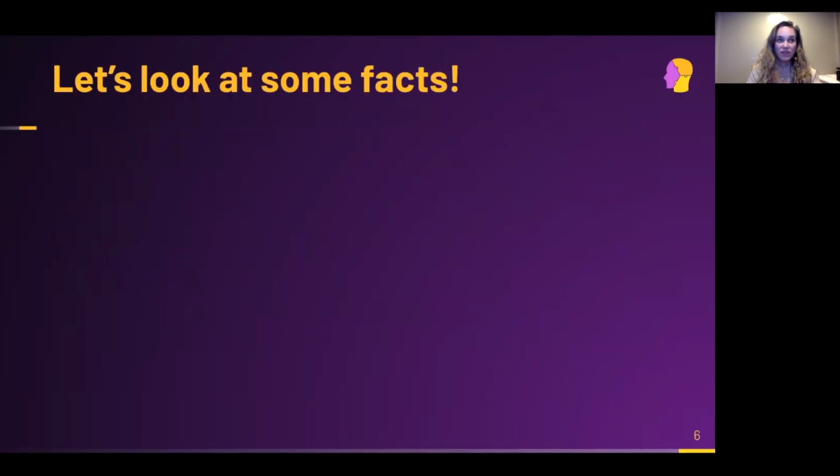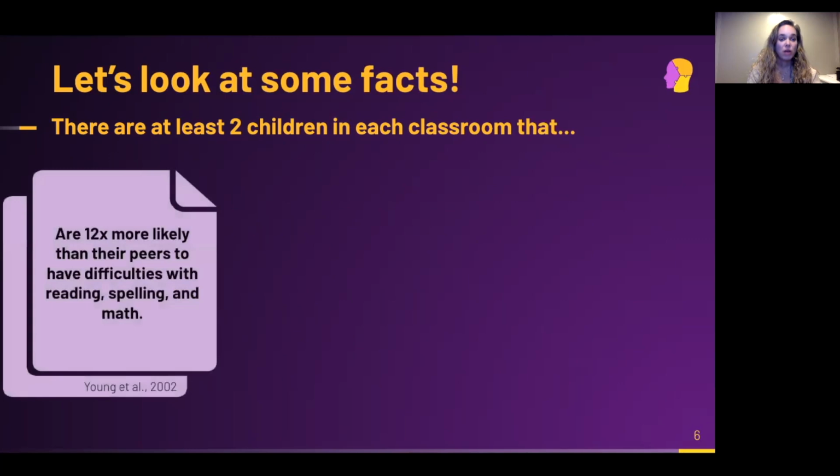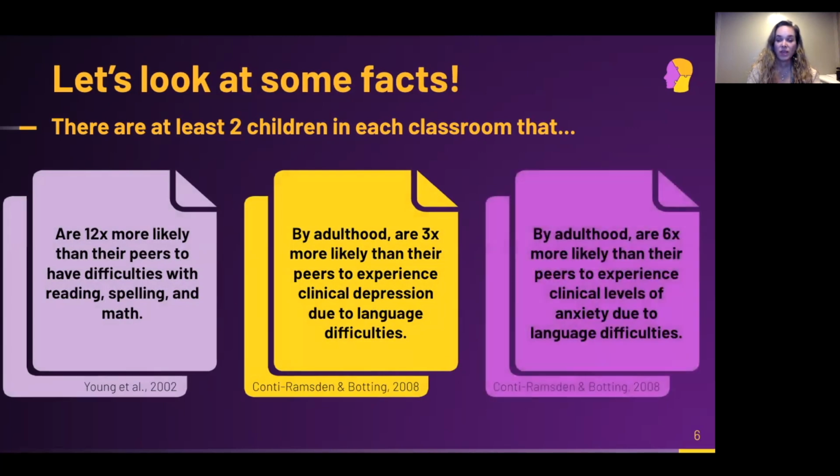What is DLD? Let's look at these facts. There are at least 2 children in each classroom that are 12 times more likely than their peers to have difficulties with reading, spelling, and math. By adulthood, they are 3 times more likely than their peers to experience clinical depression due to language difficulties, and are 6 times more likely than their peers to experience clinical levels of anxiety due to language difficulties.